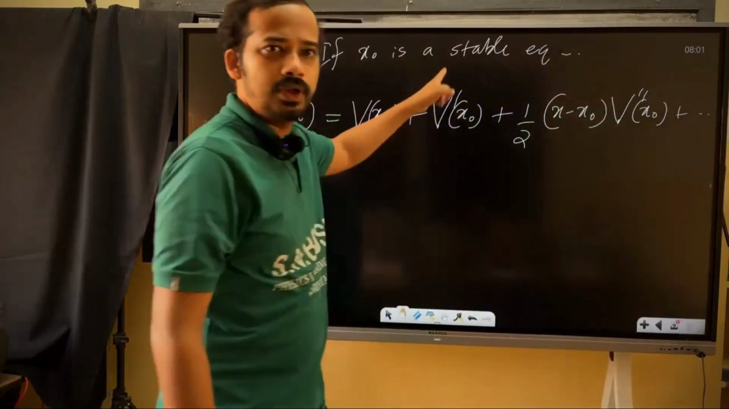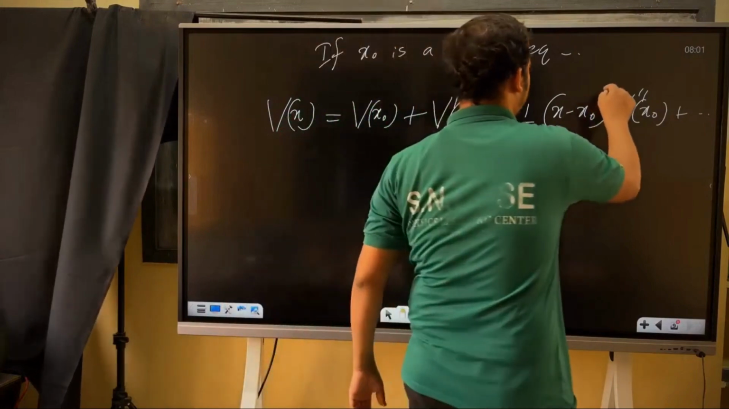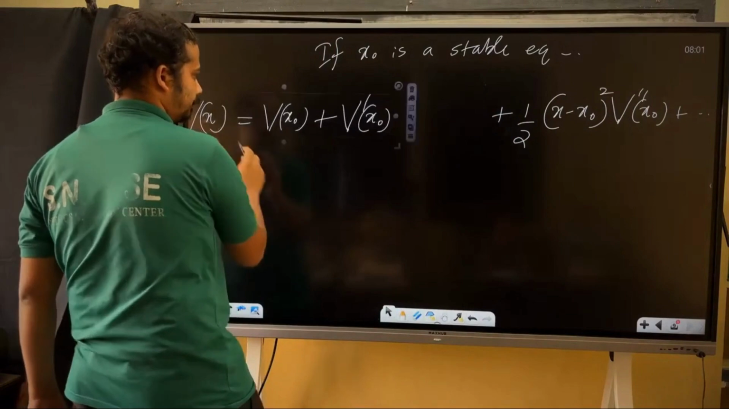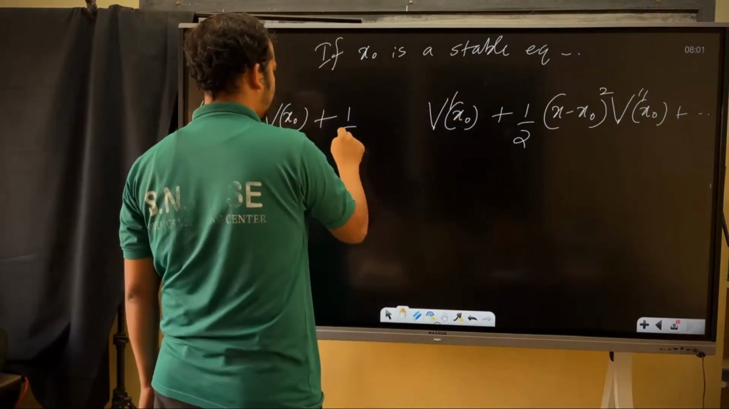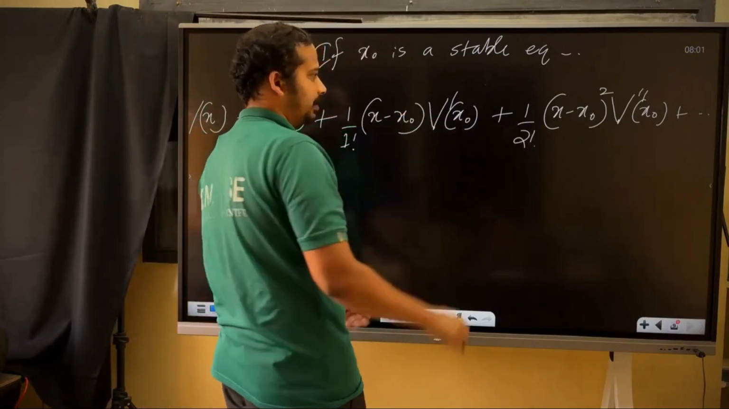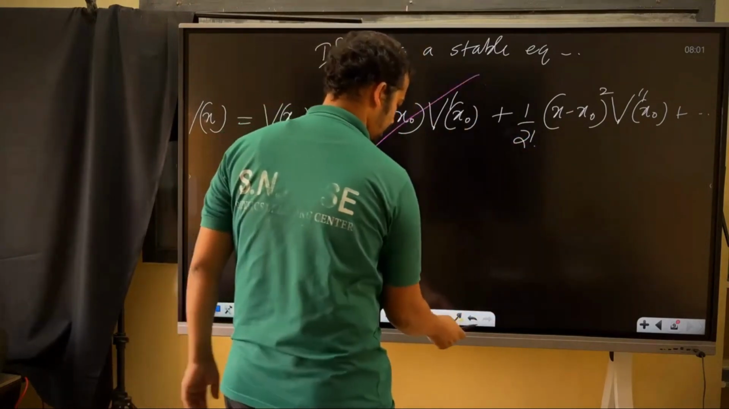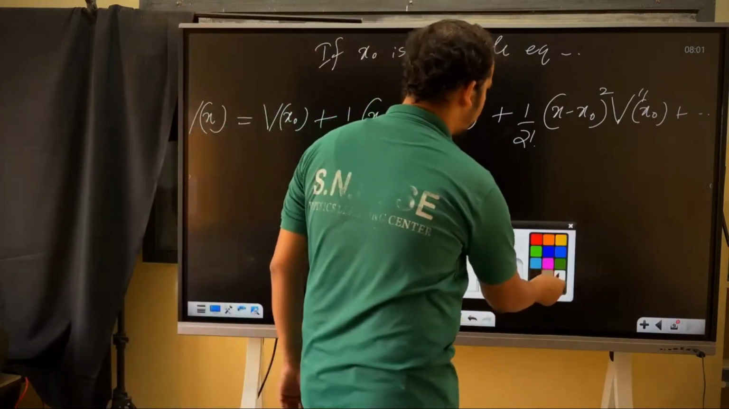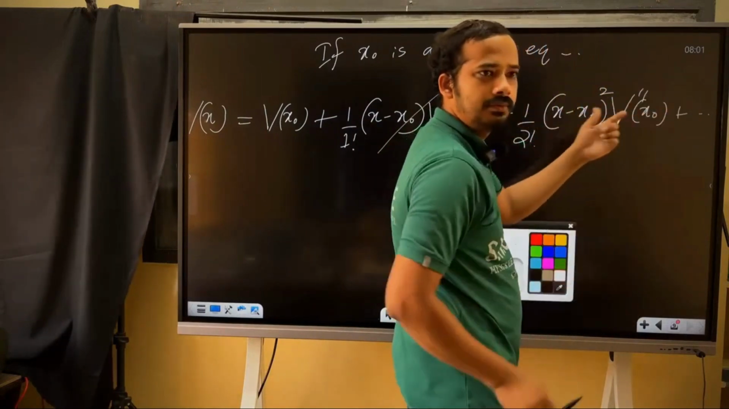This was 0, the first derivative at minimum. Sorry, the linear term comes here, with 1 by 1 factorial, and the square term with 1 by 2 factorial, times x minus x naught. The linear term was 0 because this derivative is 0, so we kicked that off. We took this one and compared it with half kx squared, half k into x squared.